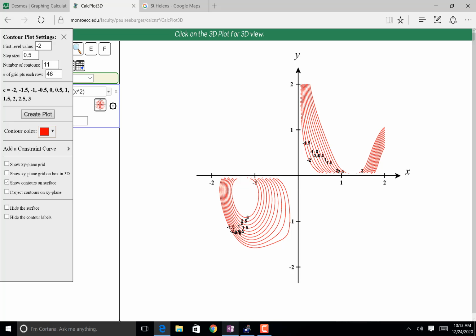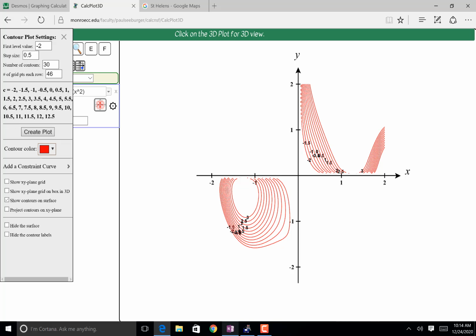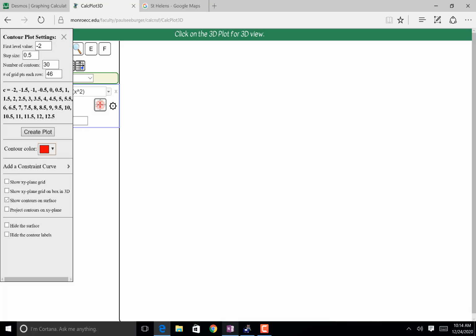Nice. Now, I'm actually going to go a little higher just for a good time. You can put more in. I don't know that I've ever maxed it out, contour plot lines wise. I don't know if I've ever done that.